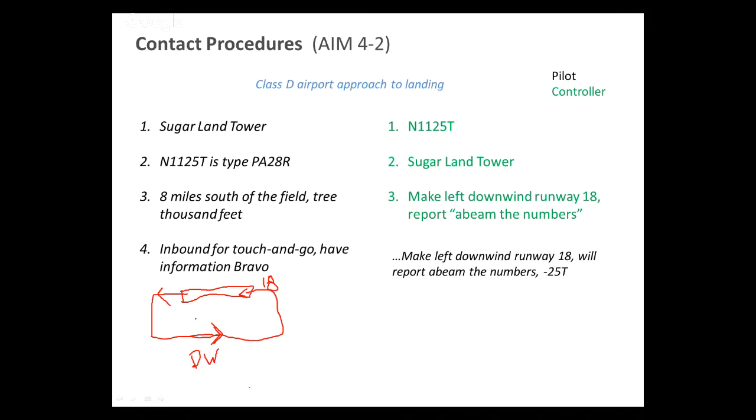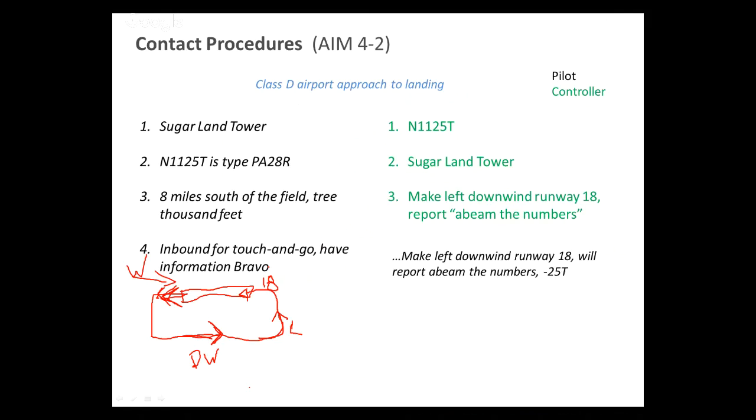The reason it's called downwind is because you're always landing into the wind. Here's my wind. And this direction is downwind. It's with the wind. This direction is upwind. So the controller has asked me to make a left downwind, and report abeam the numbers.